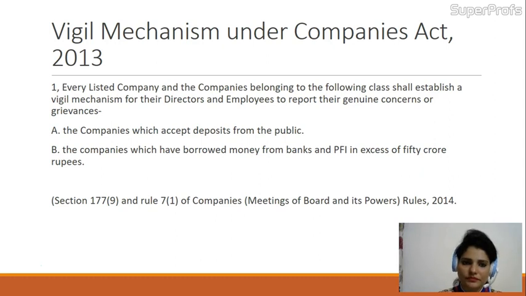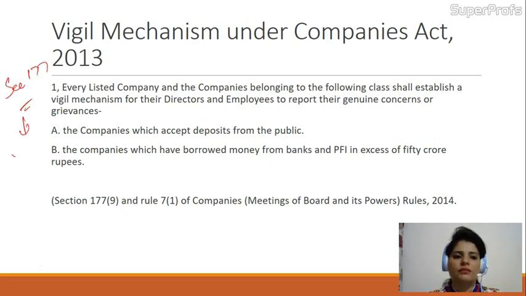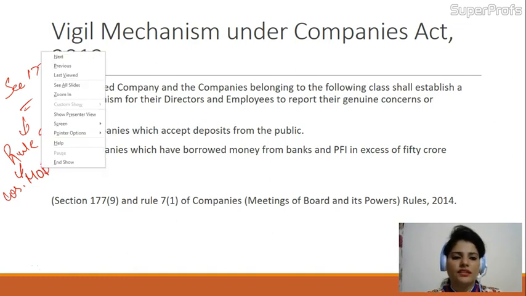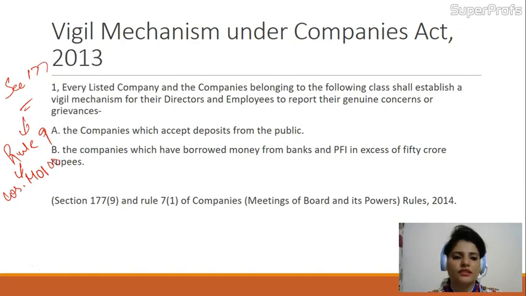Now moving ahead, we can also see the Vigil Mechanism under the Companies Act 2013, which is a very important law and we should all be aware of it. We all know that Section 177 of the Act, read with Rule 9 of the Companies (Meetings of the Board and its Powers) Rules 2014, is specific about this.